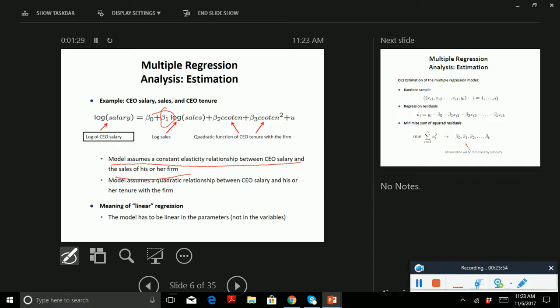And the next part is the model assumes a quadratic relationship between CEO salary and his or her tenure with the firm. Okay, so with tenure they have a quadratic form. So meaning of the linear regression, the model has to be linear in the parameters, not in the variables. Okay, so the parameters should be in linear form, okay, not the variables.